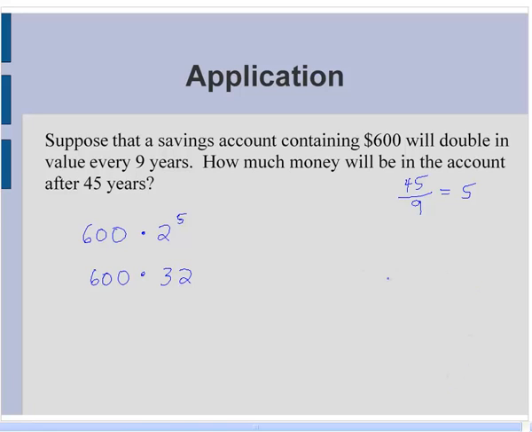Let's go through that multiplication here. Let's see. 32, multiply that by 600. I can immediately drop the 2 zeros. 2 times 6 is 12, carrying the 1. 3 times 6 is 18, plus 1 is 19. So, according to the problem, there would be $19,200 in the account after 45 years.